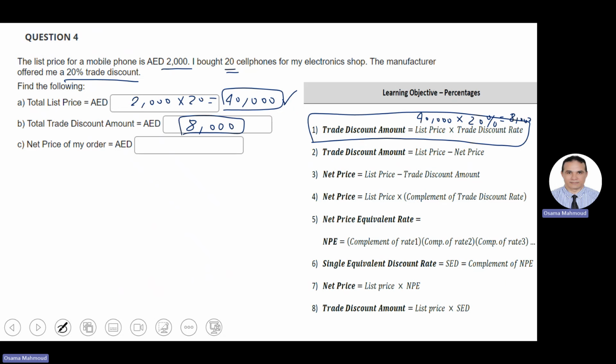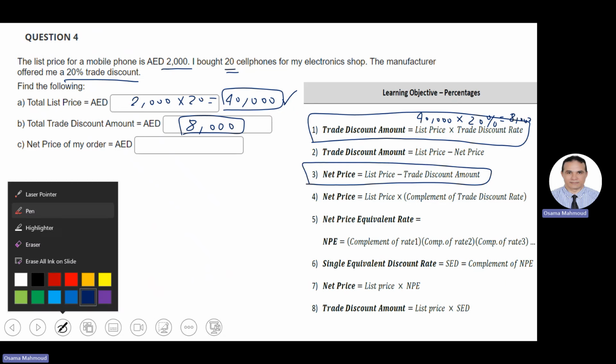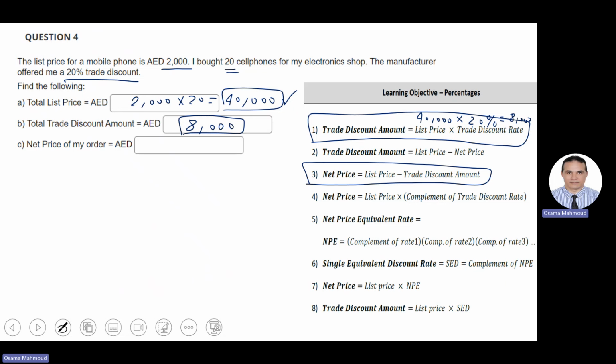Now I know the list price and I know the discount. How to find the net price? It is a relation between the net price and the list price. I already got the list price from my first part here. So 40,000 minus the trade discount amount I got in the second part here, 8,000. So the net price is 32,000.